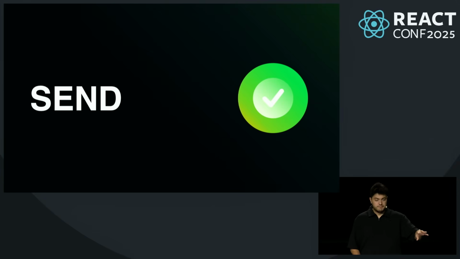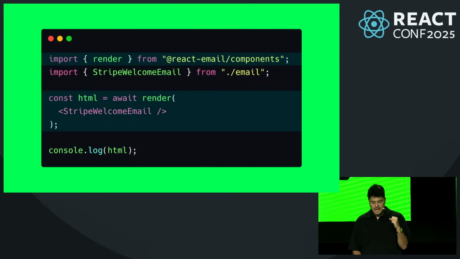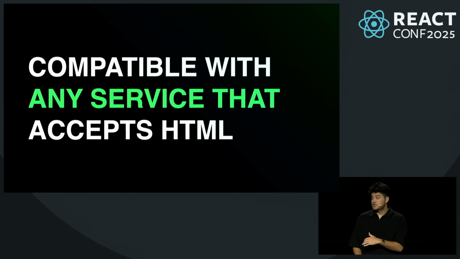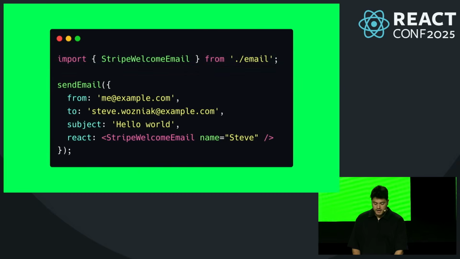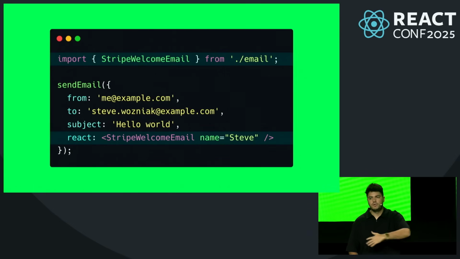Now we're ready to send. We have the template we tested. React Email comes with a util function called render. We can just import the function and then pass the component, and then you get a plain HTML file. This is compatible with any service that accepts HTML, so you can use whatever you want. But my dream DX would be importing the component and then just calling and using that React component with all the parameters that I want to use.